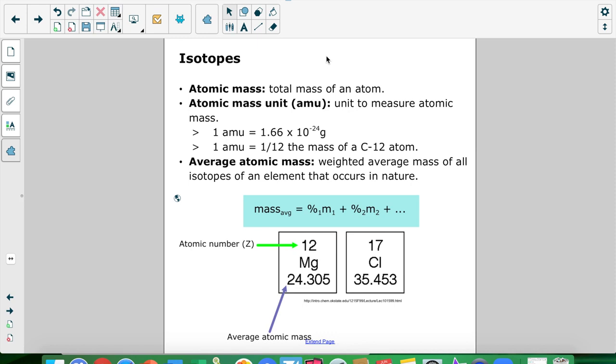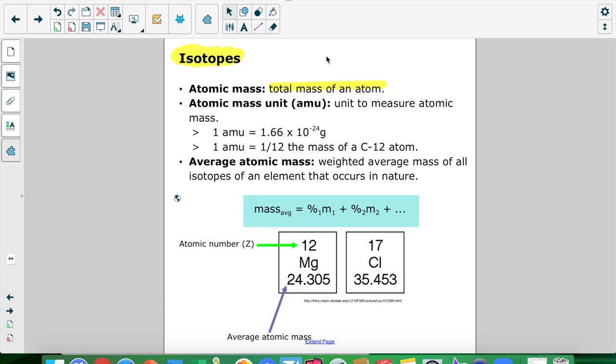Okay, so as we said, the isotopes are, I'm going to say, the brothers or sisters of an element that have the same number of protons but different number of neutrons, okay? So what's the atomic mass? The atomic mass is going to be the total mass of an atom. And in order to find the atomic mass, we need to understand what steps we need to take.